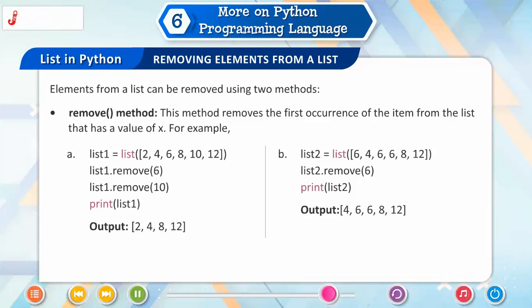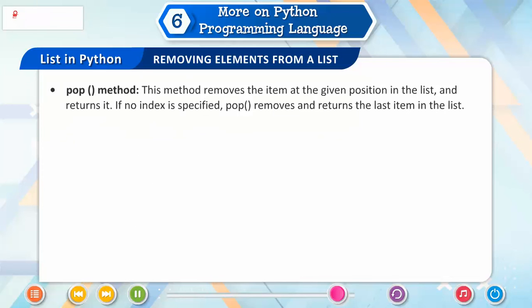b) list2 = list([6, 4, 6, 6, 8, 12]); list2.remove(6); print(list2). Output: [4, 6, 6, 8, 12].